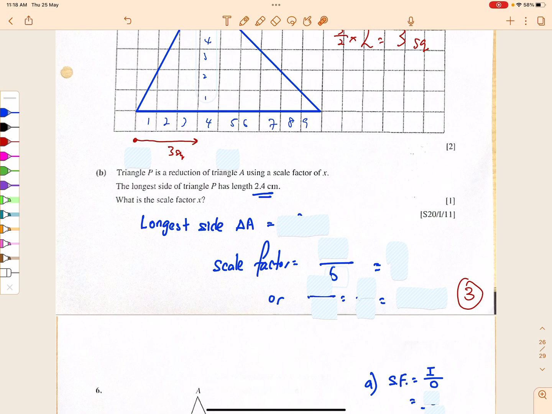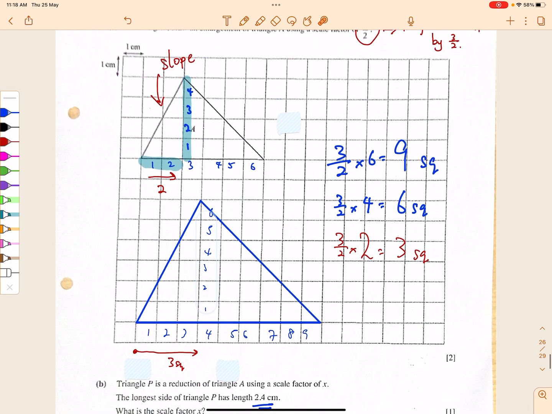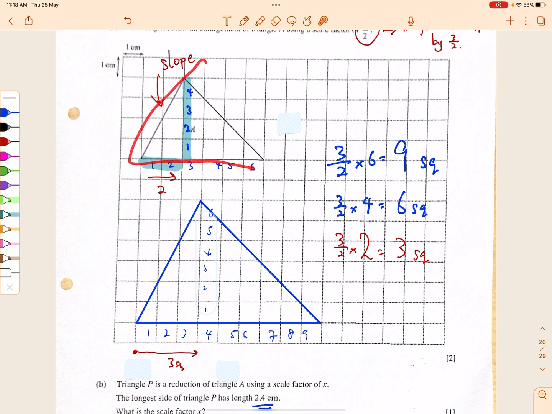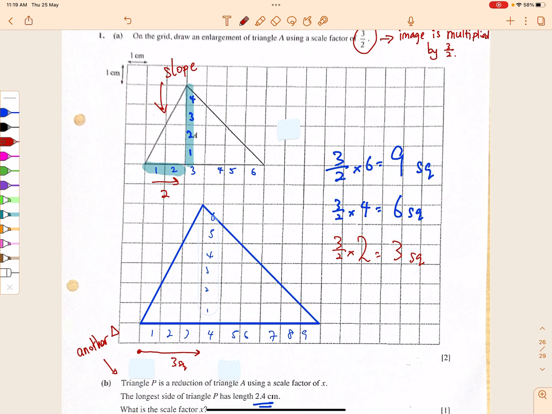B. Now B says triangle P is a reduction of triangle A. So if I identify this is A, so this is my triangle A. This one I don't know, they didn't say anything. But they say triangle P. So this is another triangle. So if I look at this, it says P is a reduction. That means this P should be an image, right? Because this is a reduction of triangle A, which means triangle A is the object. So this triangle is the object.